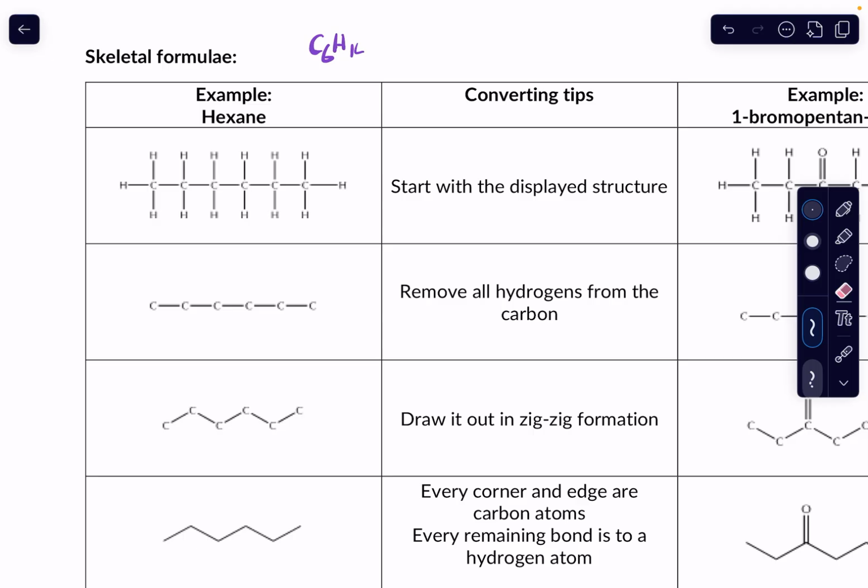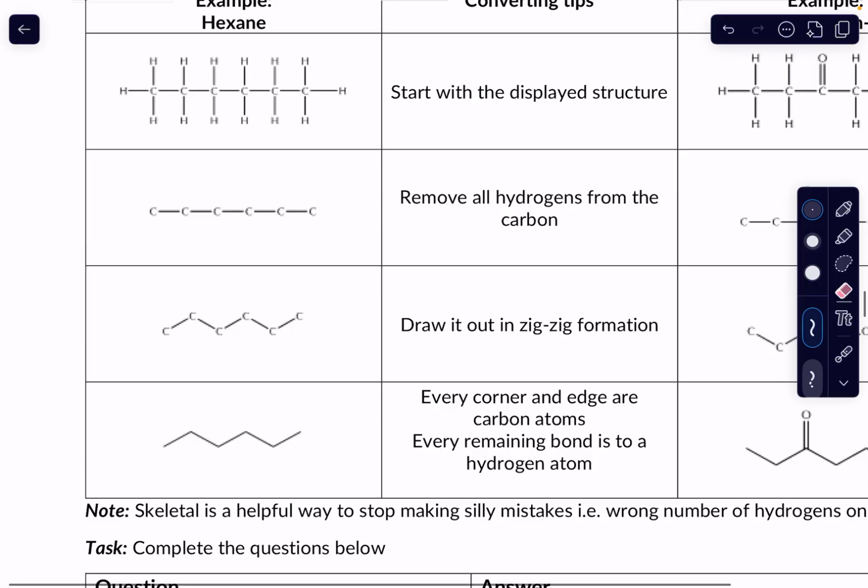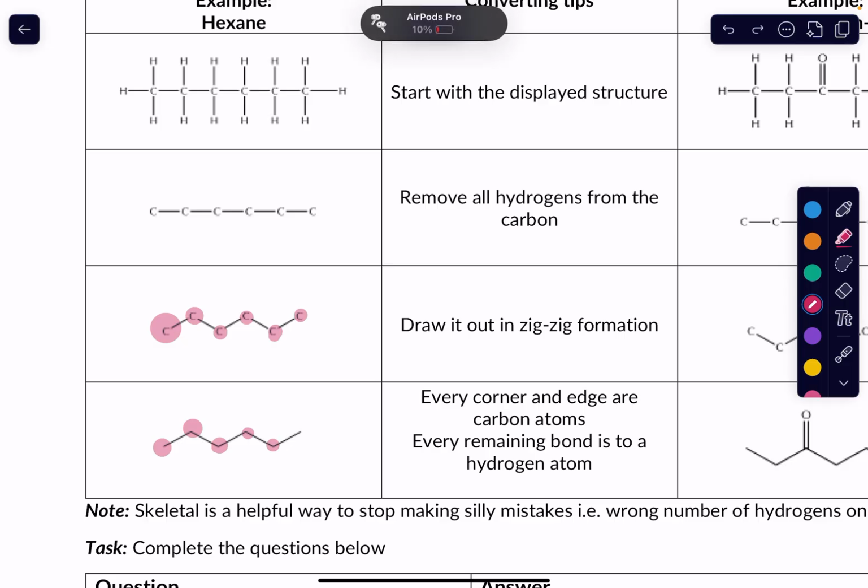Now instead, we're going to get rid of every single carbon. So we're going to get rid of the C's, and every corner and edge becomes the carbon. So you can see here, this carbon is here, this one is here, this one is here, this one is here, this one is here, and this one is here. And then that is going to be our skeletal formula.